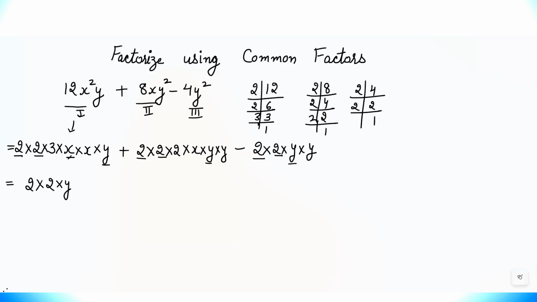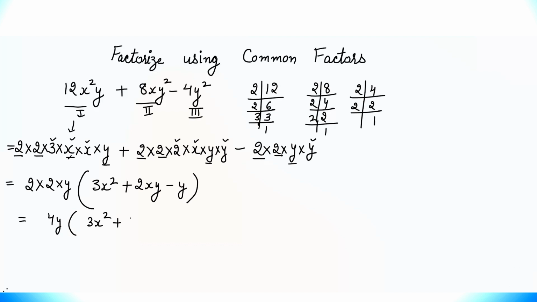Now what is left in between? I haven't checked for 3, then x, then x. So 3 into x means 3x squared. Then in the second term, this 2x and y, I haven't counted these. So plus 2xy. Then for this, I haven't counted this y, minus y. So the factors are 4y into 3x squared plus 2xy minus y. So that is the answer for this particular question.